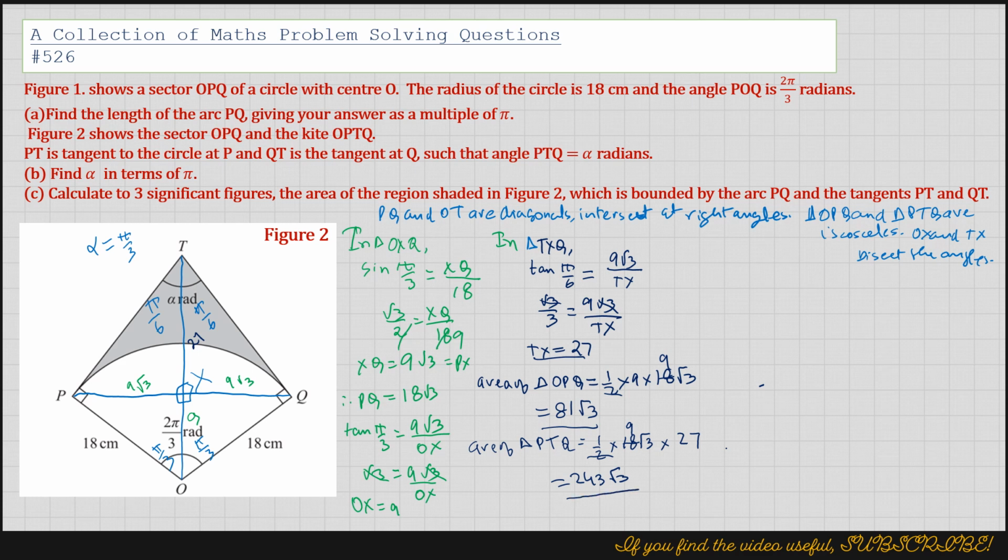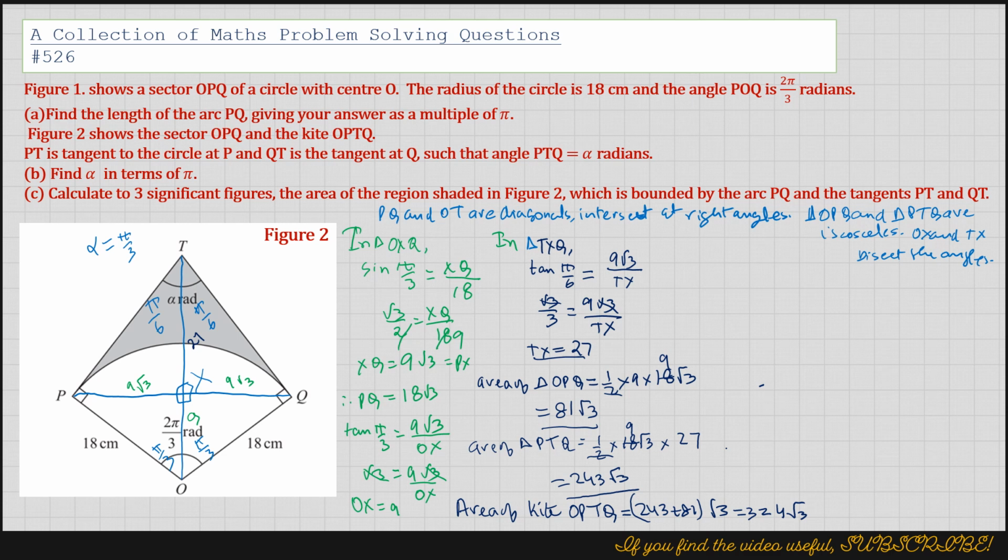Now we got to add the areas up. So area of the kite OPTQ equals 243 root 3 plus 81 root 3, that is 324 root 3. Just checking if I get everything right. Yes, I think so. So area of the kite OPTQ equals 324 root 3.